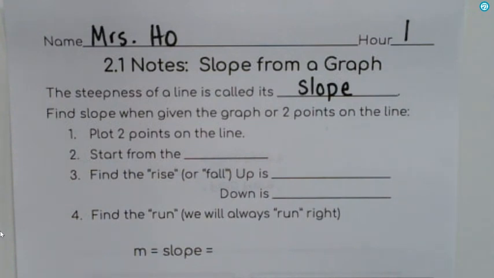Today we're learning how to find it from 2 points, or 2 points that are already graphed. Tomorrow, or I guess Wednesday for you guys, we're learning how to find it from a table, and then Friday we're learning how to find it from 2 ordered pairs.